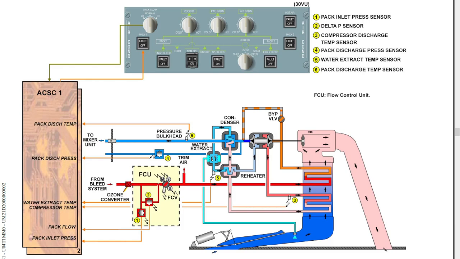So after passing through the condenser, the airflow comes here, and here you can see a sensor which is known as the pack discharge temperature sensor. And here it came, and through this check valve it goes to the mixture unit. The mixture unit part we'll discuss in the next lesson. Right now, I think you just identified the components in the pack, and there's another small one I missed. This is the pack discharge pressure sensor, and here you have the compressor discharge temperature sensor.